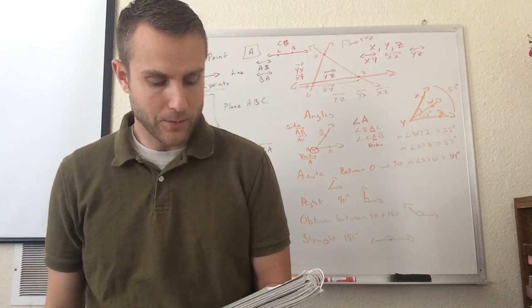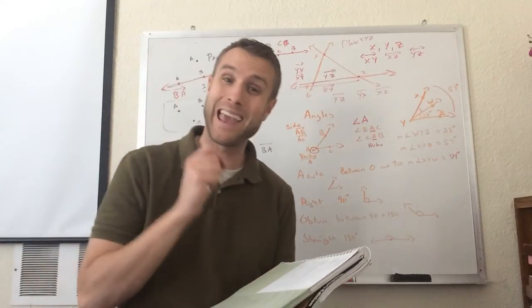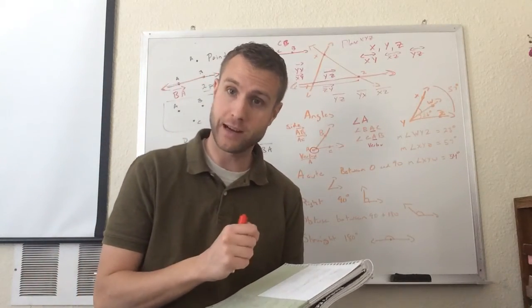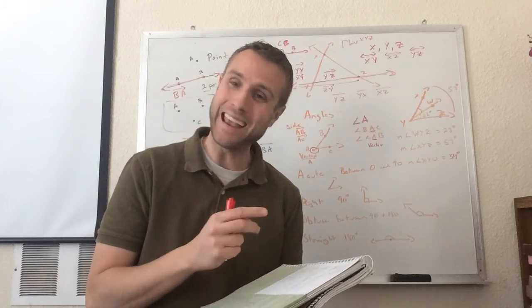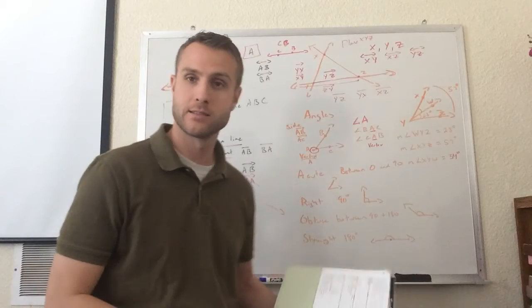All right, for numbers 14 and 16, make sure you have two answers. You have both the angle. You're going to use a protractor to find the angle, and label it as either acute, right, obtuse, or straight.